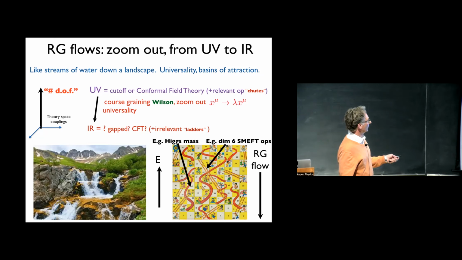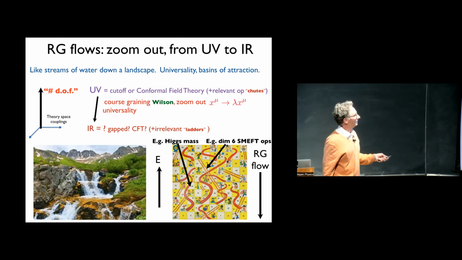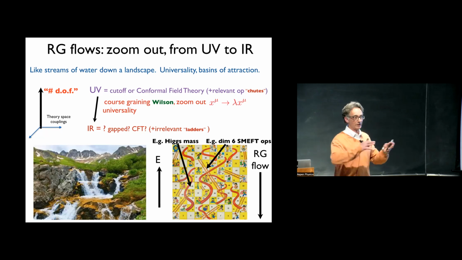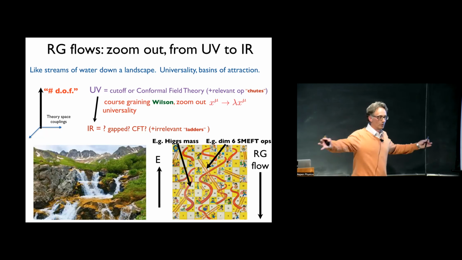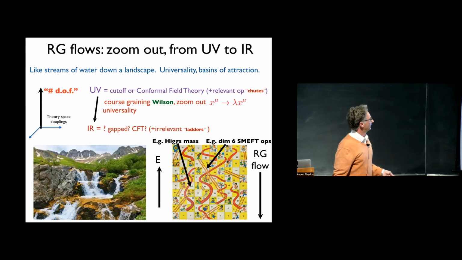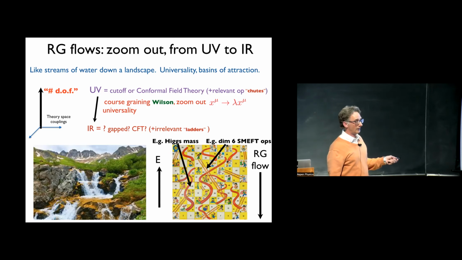And then the renormalization group flow is coarse graining, described by Wilson, which is like zooming out. We take our space-time coordinates and we multiply them by a scale transformation, lambda. And we do the scale transformation in this lambda so that we're zooming out. So zooming out means you start at short distances, which is the ultraviolet, and you go to long distances, which is the infrared. And then the question is, what happens in the infrared?